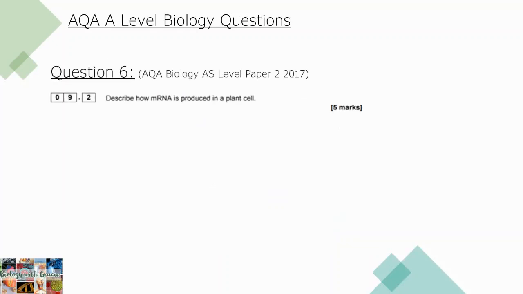Question 6. Describe how mRNA is produced in a plant cell. Some of the keywords here are, of course, plant cell. So we know that that's a eukaryotic cell. So we must include the fact that splicing occurs after the pre-mRNA is formed in order for the final mRNA molecule to be produced. And the fact that we need to describe how mRNA is produced is telling us that we need to describe transcription to begin with as well.